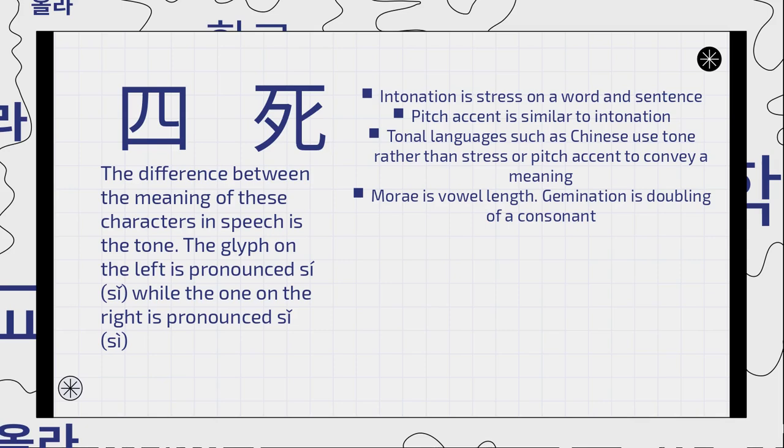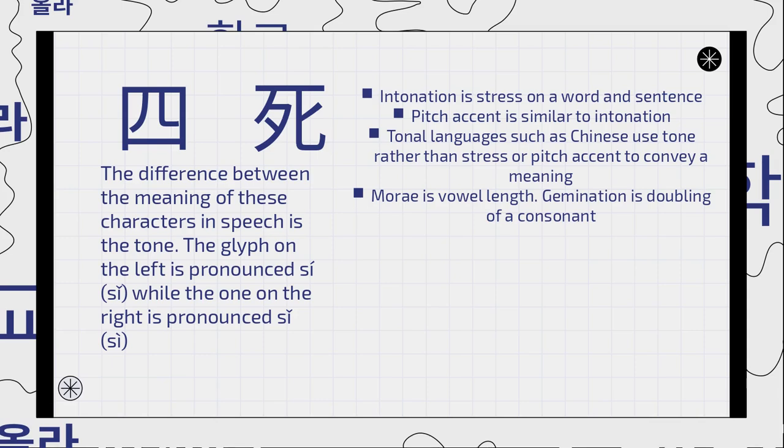Morae and gemination are closely related to these sound-based effects on the meaning of a word or sentence. Morae is vowel length, and moraic languages, such as Japanese, utilize differences in vowel length to change the meaning of a word. For example, the Japanese word for "no" is ie, whereas the word for "house" is ie. While pitch accent also plays a role in the meaning of these words, the length on the vowel I also helps separate them in spoken Japanese.